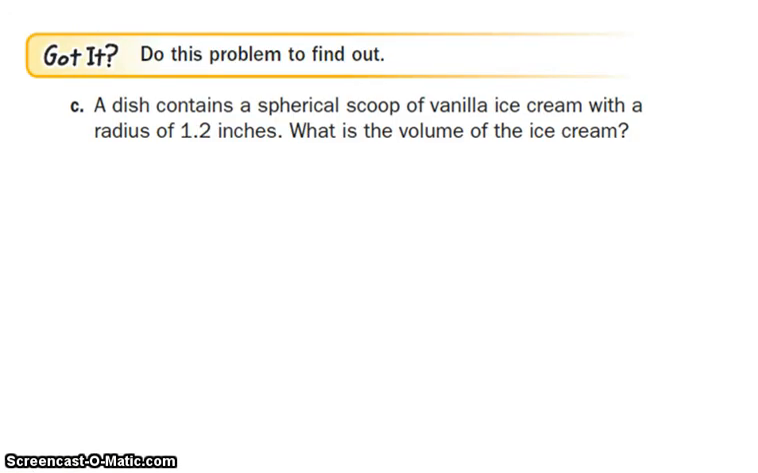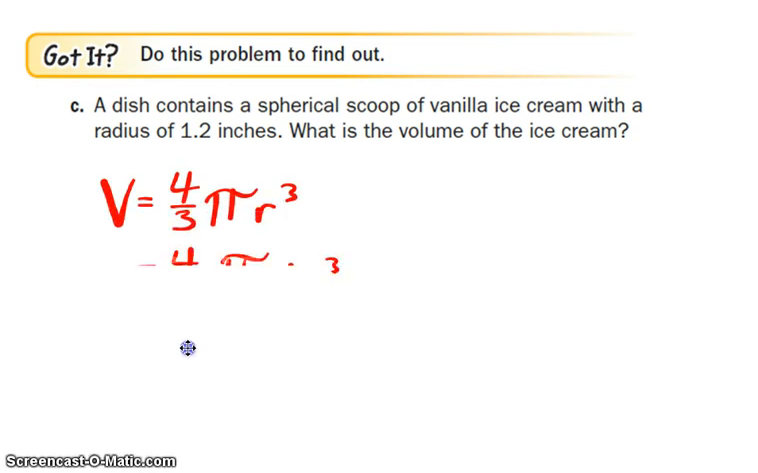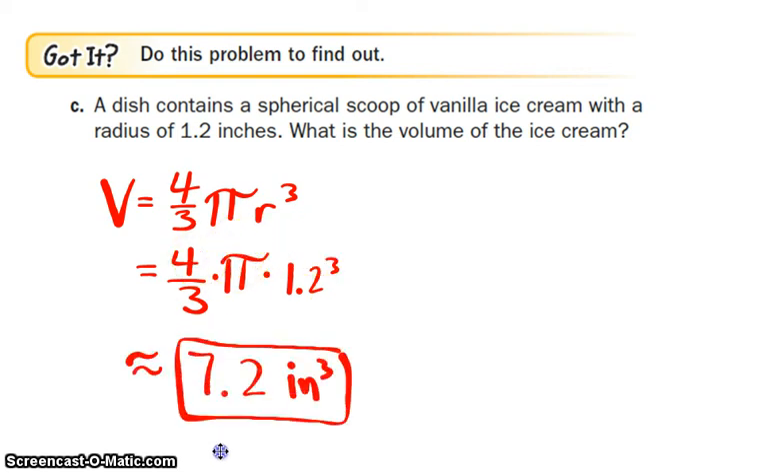Here's your got it problem C. A dish contains a spherical scoop of vanilla ice cream with a radius of 1.2 inches. What is the volume of the ice cream? Pause it and you guys try it. Okay, let's start with our formula: 4/3 pi r cubed. Plug in the radius of 1.2. Cube it. Then multiply by pi and 4/3. You should get approximately 7.2 inches cubed.